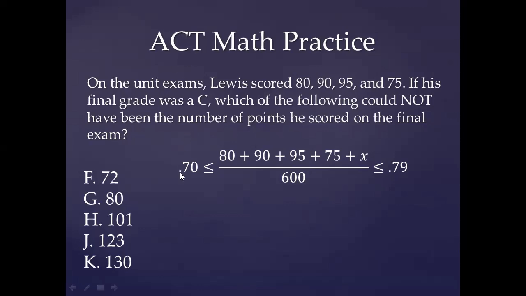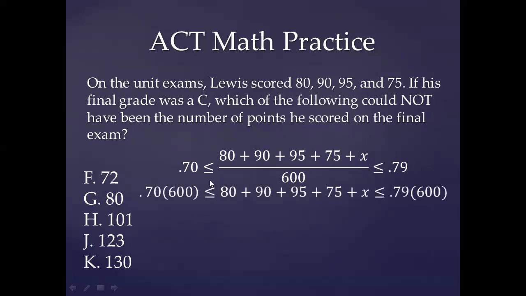Now, in order for us to get a C, the percentage has to be within 70 and 79%. In decimal form, that's 0.70 and 0.79. So now we have ourselves a compound inequality that we can solve.